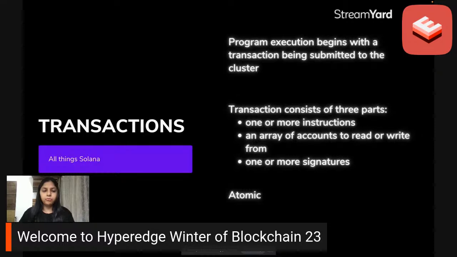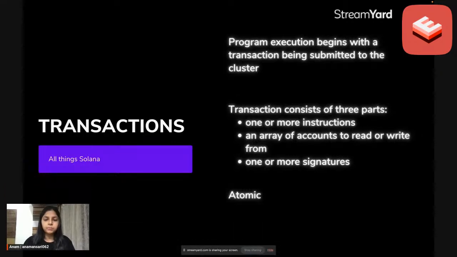Whenever we want to interact with a program or smart contract, we have to send transactions to it. Program execution begins with the transaction when we submit it to the cluster. Transactions have three main parts: instructions, an array of accounts which we have to read and write from, and one or more signatures.